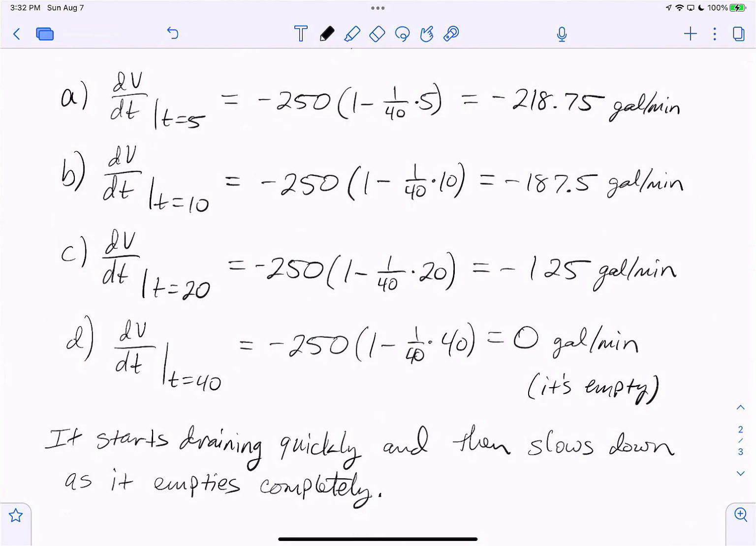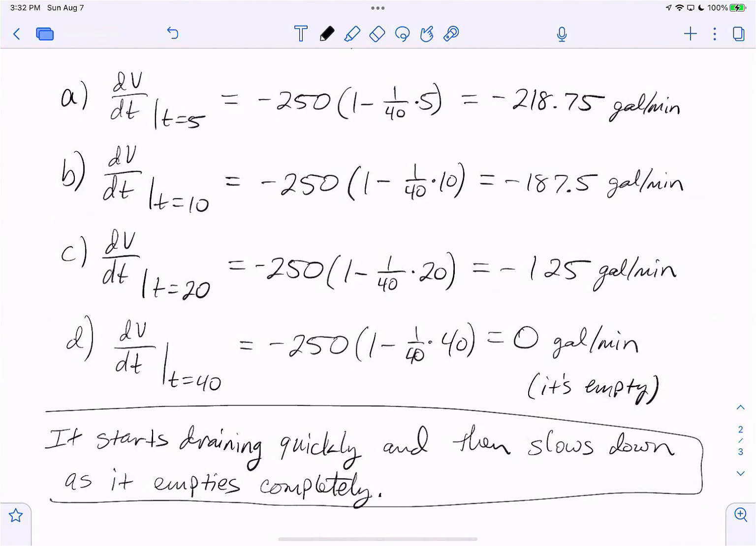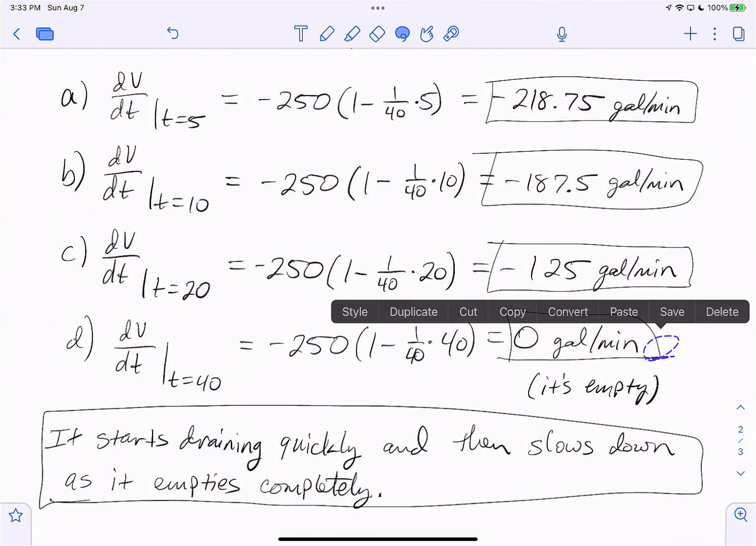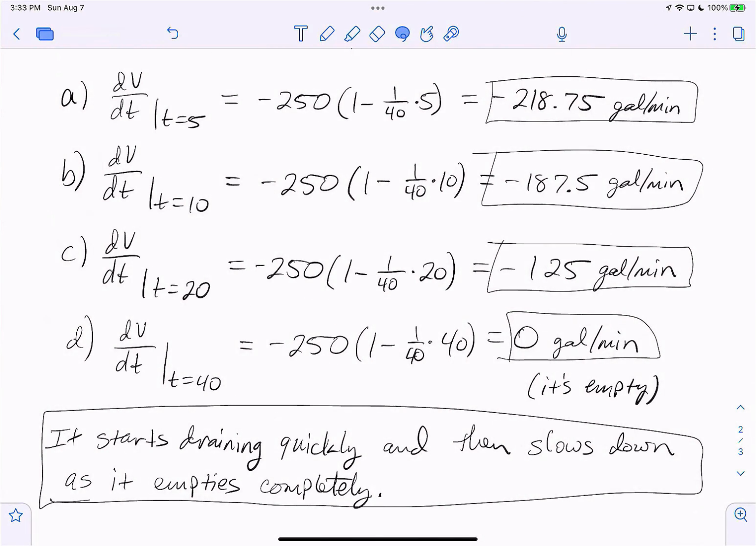For good form, I'm going to go ahead and box all of my answers. There's the summary, A, B, C, and D. And notice I'm including the units gallons per minute because it's good to do in a real world situation. Also, sometimes thinking about gallons per minute can help us think about dv dt. And we'll see that probably more in the next series of videos, but here it is demonstrating good form.